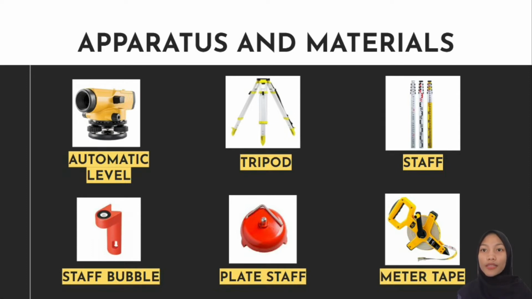Apparatus and materials. There are 6 apparatus and materials that have been used in leveling transfer level fieldwork. The first one is automatic level, second is tripod, third is staff bubble, staff plate, and meter tape.